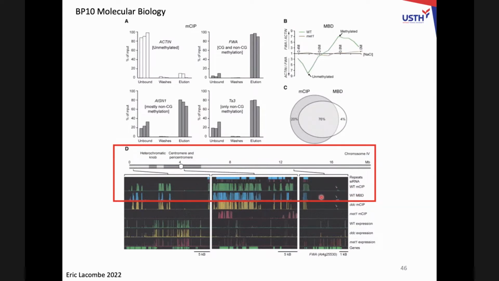The second line, the blue one, is the same data but obtained with a different method that uses a methyl DNA binding protein. It's not important to remember. It's another method to analyze the methylation profile in the DNA. First, you can see that the green data are the same as the blue data. So we can only see the data.